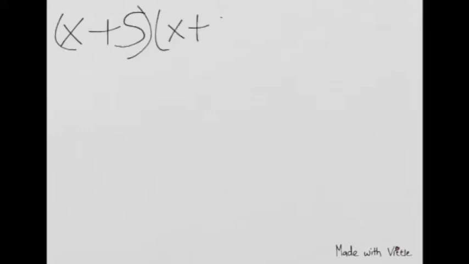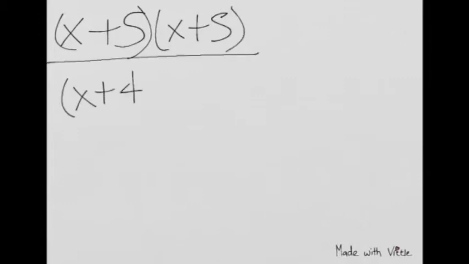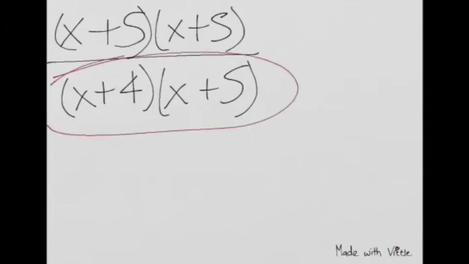Now when it comes to restrictions, they are needed to prevent the denominator of the original expression from being 0. So we found our answer, but the original expression was x plus 5 and x plus 5 over that. And so we don't want this part to equal 0.